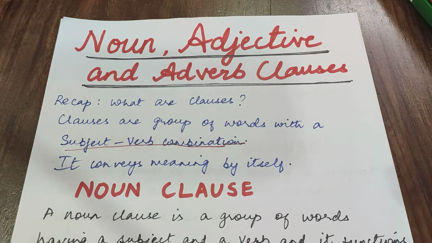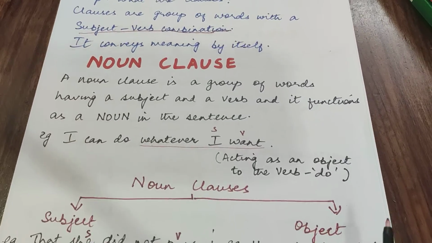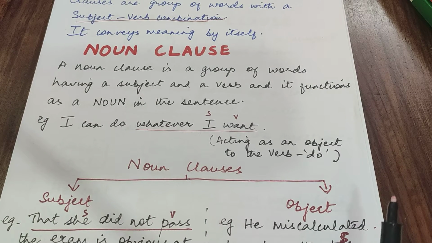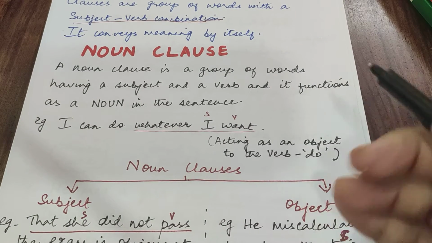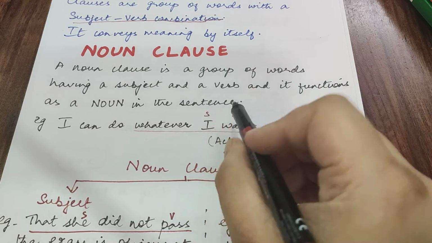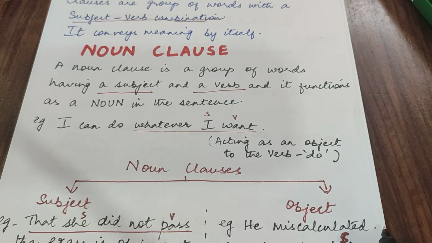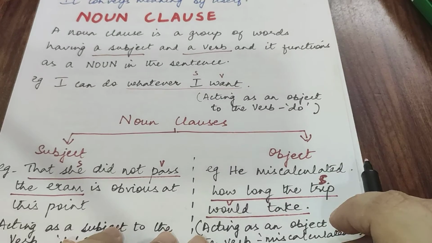Now let us study the first kind of dependent clause, which is a noun clause. A noun clause is a group of words that has a subject and a verb, and it functions as a noun in the sentence. Let us look at this example.